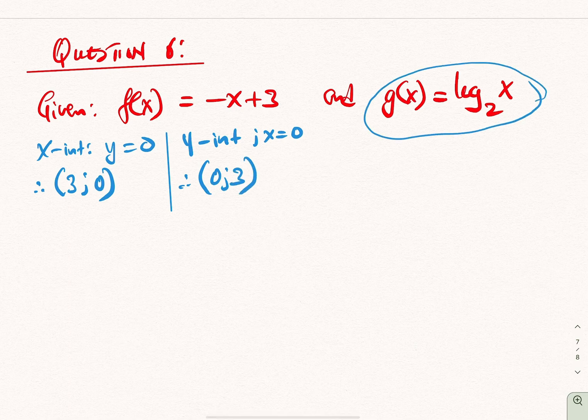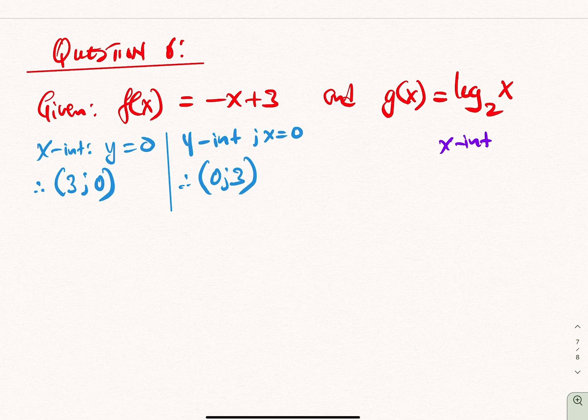But for this one, it's the parent graph for logs. That means you're only going to have the x-intercepts. You do not have y-intercepts here. The x-intercept of the parent one is primarily (1, 0). It is the inverse of the exponential one, primarily. So if they had to ask you inverse points, the y-intercept of the original one, which is the exponential one, is (0, 1).